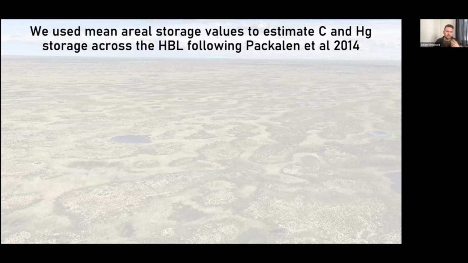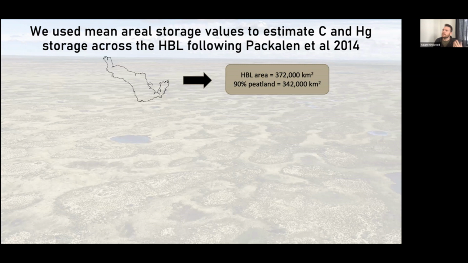So using this data on the mean areal storage values for carbon and mercury, we can actually use that to extrapolate it to the larger area of the Hudson Bay Lowlands. And we did this following the methods of Packalen et al. 2014, who did the original carbon estimate for the Hudson Bay Lowlands. So because we already know the mean areal carbon storage, we can essentially apply that to the surface area of the peatland. So we know that the Hudson Bay Lowlands area is 372,000 kilometers squared, and that 90% of that area is continuous peatland, so 342,000 kilometers squared.